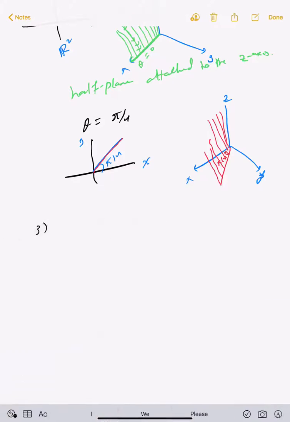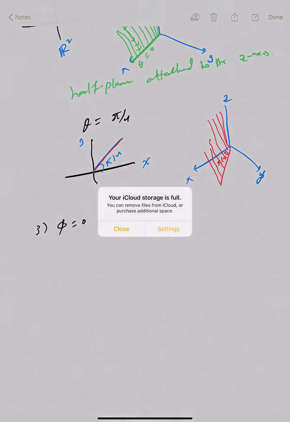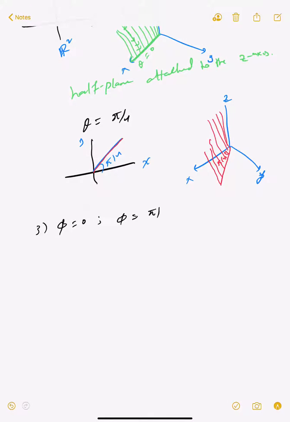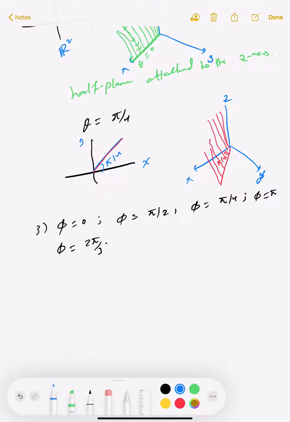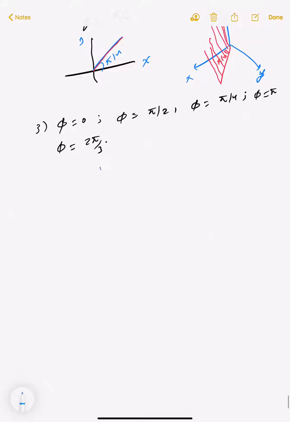Okay, so let's draw phi equals 0, phi equals pi over 2, phi equals pi over 4, phi equals pi, phi equals, for example, 2 pi over 3. Just to make sure we understand exactly what we mean by the smaller angle, because this makes a big difference. So we are dealing with R3. This is x, y, z again.